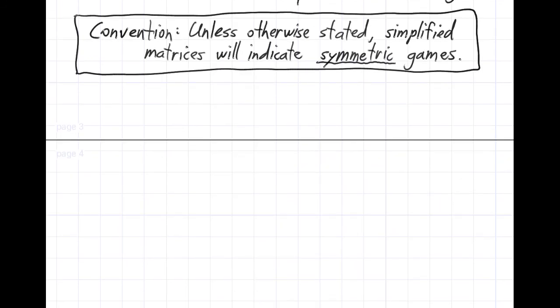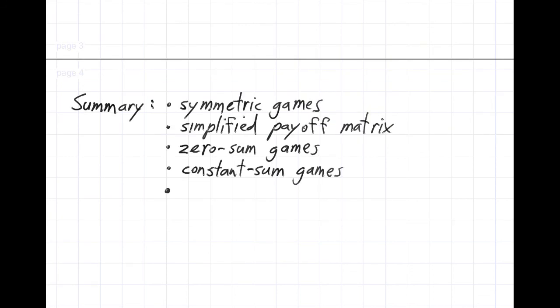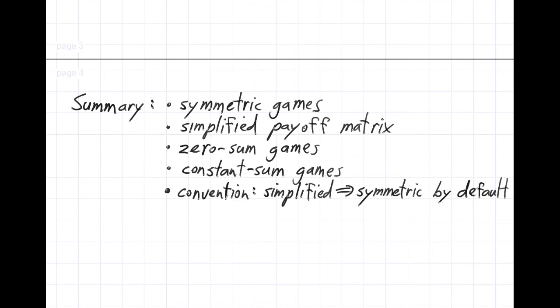Okay, let's just review what we did today. We talked about symmetric games and simplified payoff matrices. We also covered zero-sum games or equivalently constant sum games. And we established a convention. Simplified games or simplified payoff matrices imply symmetric games, unless we explicitly say otherwise.